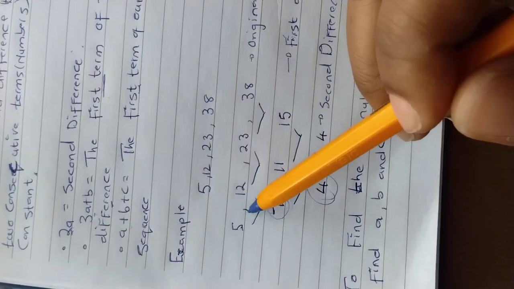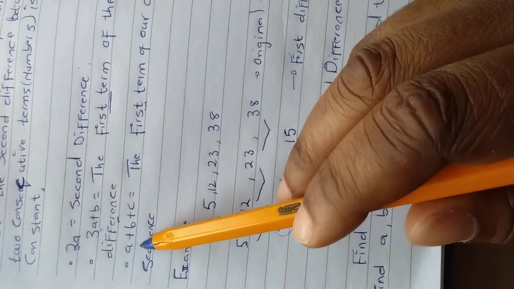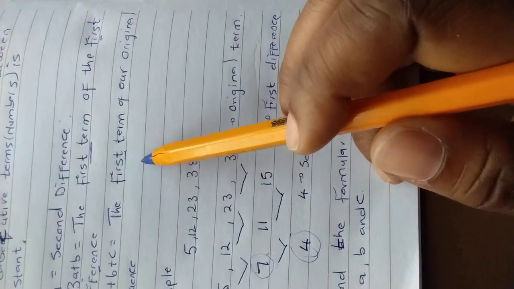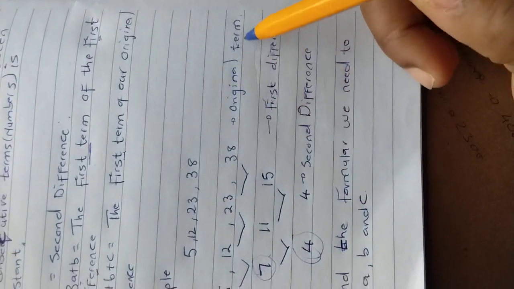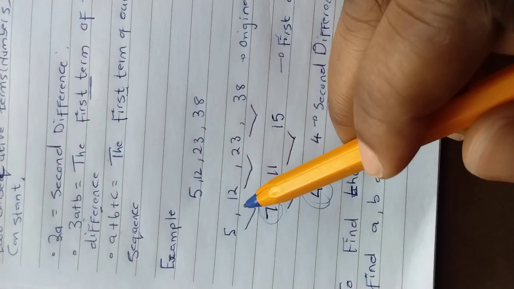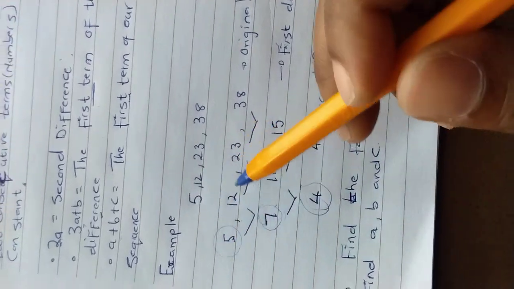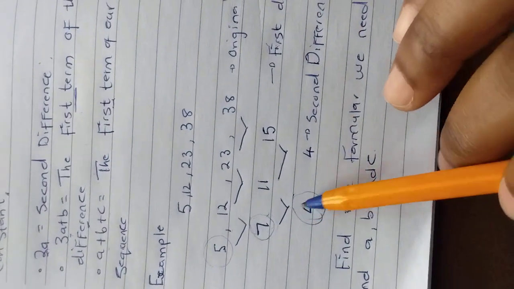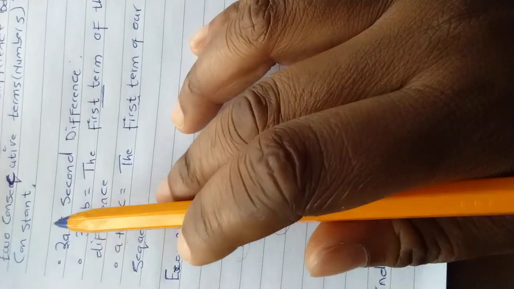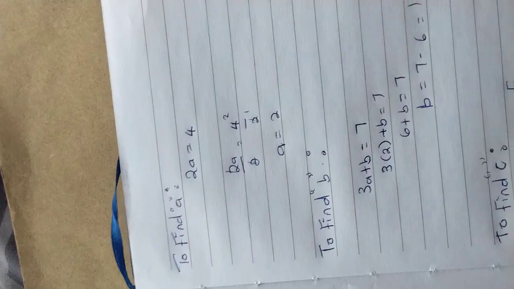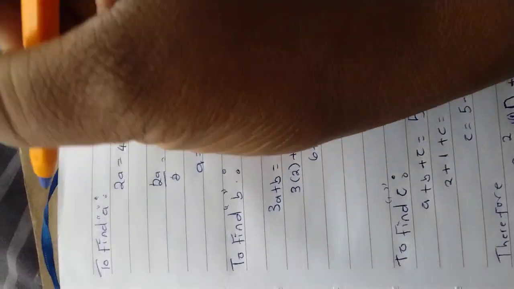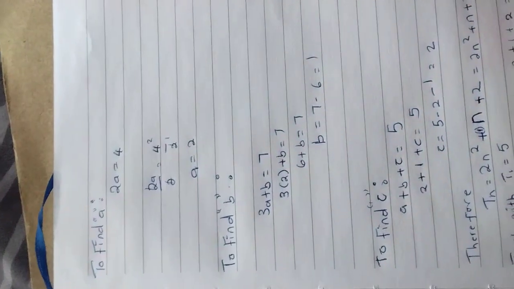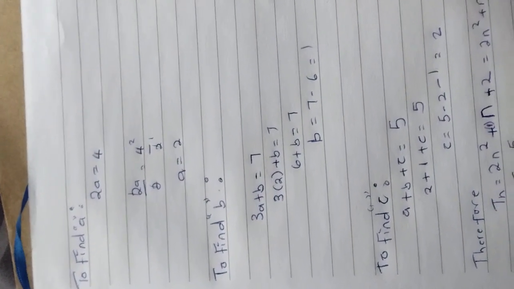And then when it comes to the 5, the original term, I said a plus b plus c equals to the first term of the original sequence. See, this is our original sequence. What is the first term? It's 5. You see? So we are working with these numbers to get our a, b and c. Let me just write the numbers again right here.